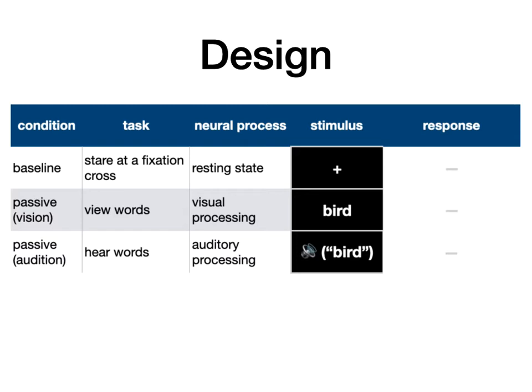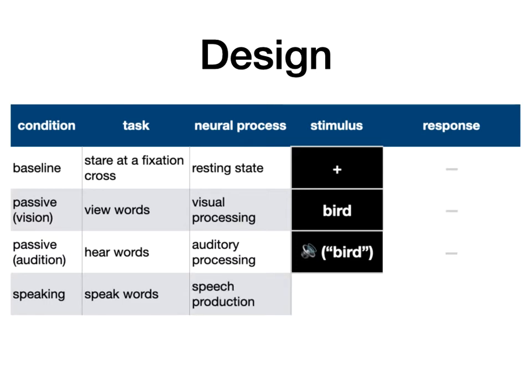Okay, now we continue to get more complex. Now we introduce the speaking condition. So in this case, the task is to speak the words. Now we're trying to see what, in addition, is required for speech production. Not just taking in the word and processing it, but processing it with the intention of using it. And in this case, they used a visual stimulus again, but this time they have a response. They want you to make a response.